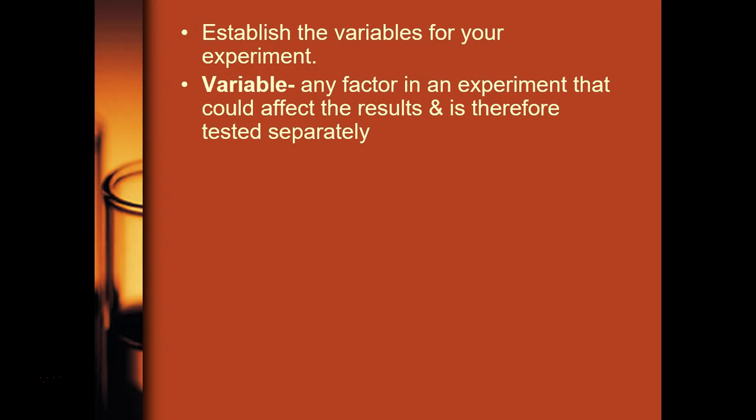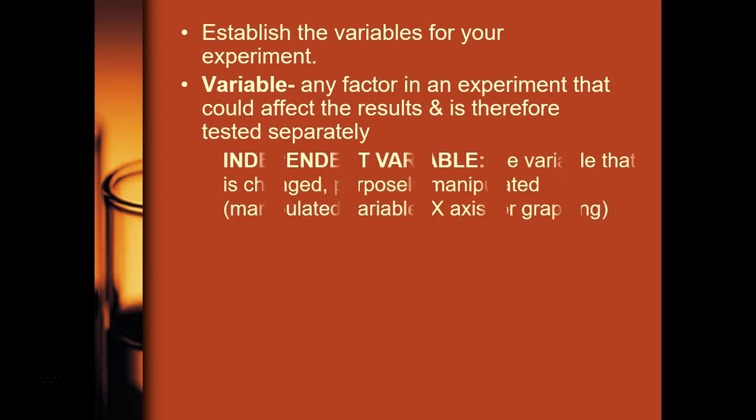So a variable in general is just any factor in an experiment that could ultimately affect the results, and so I either want to make sure that I'm keeping it consistent between those two groups, or I'm running separate experiments to test those variables separately. So we break them down into a couple of different categories.